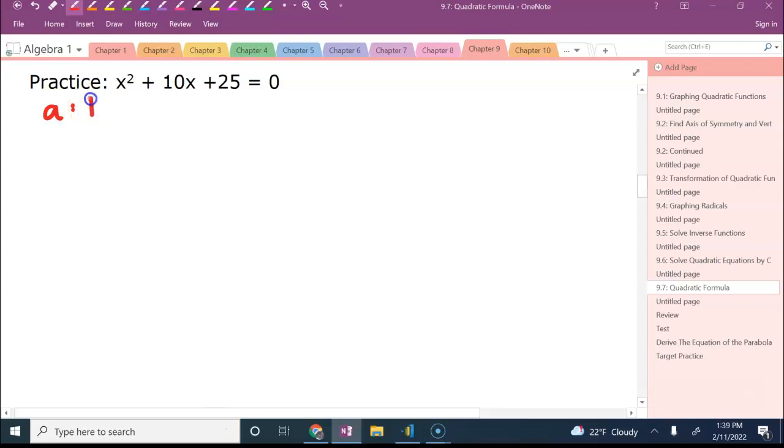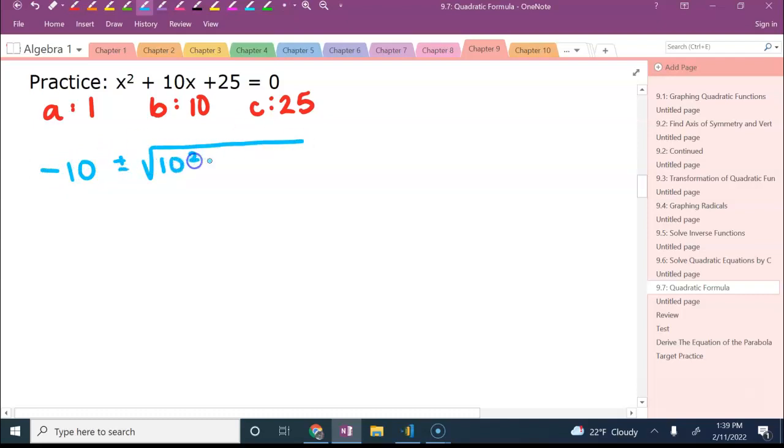So your A for this one is a 1, your B is 10, your C is 25. So we do the opposite of B, so we're going to take negative 10 plus or minus. Under the square root we have 10 squared minus 4 times A, which is 1, times C, which is 25. And this is all over 2 times A, 2 times 1.